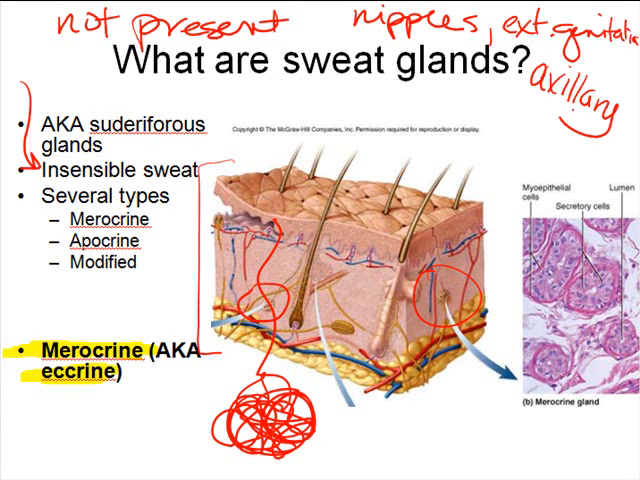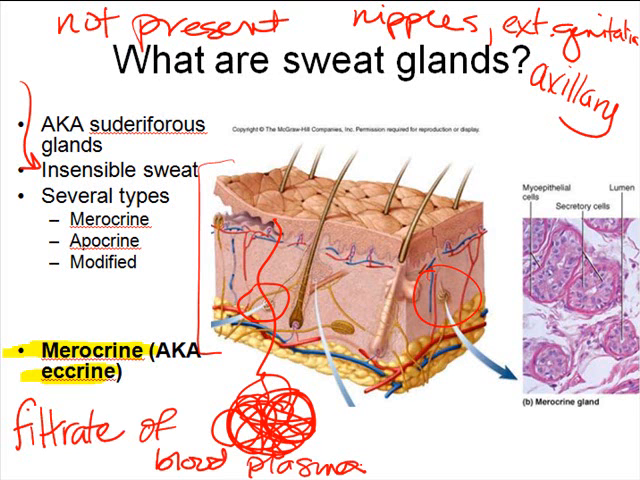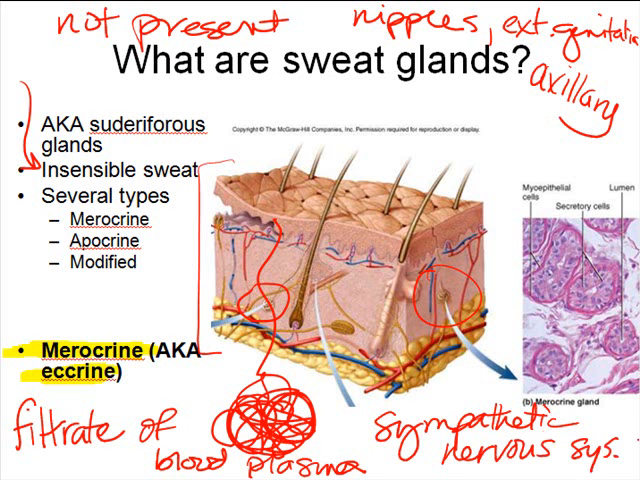Now, primarily what these merocrine glands release onto the surface of the skin is a filtrate of blood plasma. So they basically just take blood plasma, filter it slightly, and release it on the surface of the skin. The release and production of this type of sweat is primarily controlled by your sympathetic nervous system, which is your fight or flight response that you have when you get nervous or afraid.